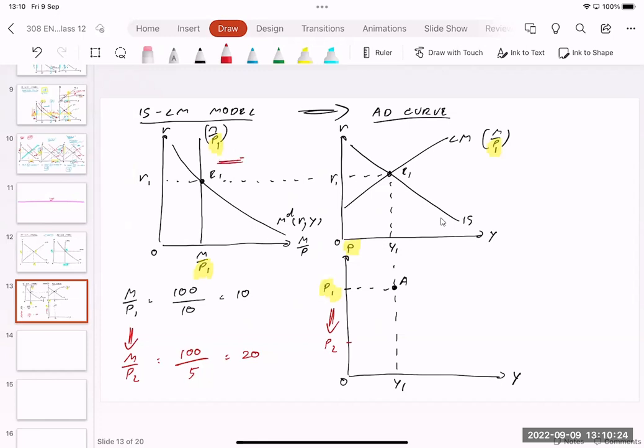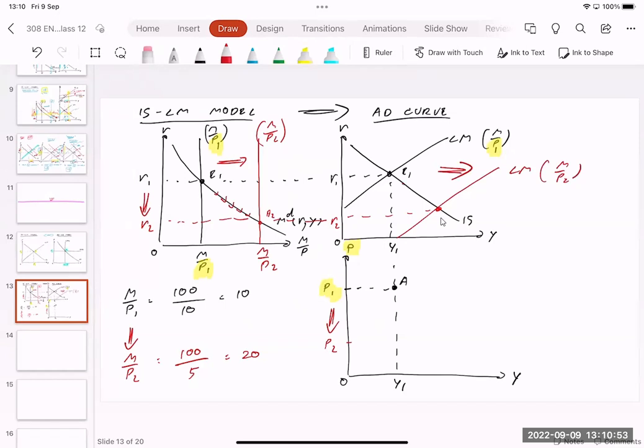So the curve of the real money supply is going to shift to the right. This is M over P2. The equilibrium point changes from E1 to E2, and finally the real interest rate drops from R1 to R2. Link it to the right. The equilibrium point in the money market changes and it affects the LM curve directly. With M over P2, the LM curve is going to shift to the right. The equilibrium point changes from E1 to E2, and finally GDP increases from Y1 to Y2, as you can see.